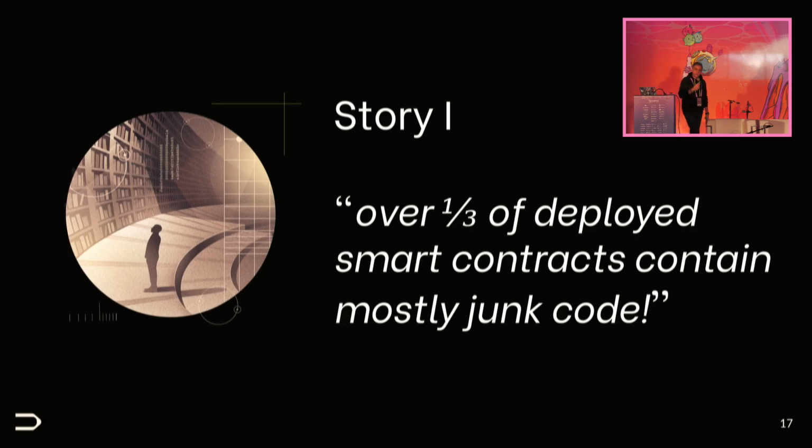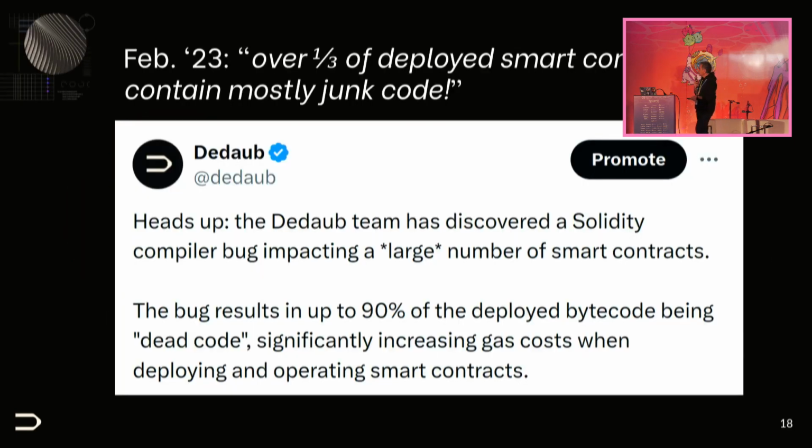So story number 1. This was about a year ago, in February of 2023. This was the finding that over 1/3 of deployed smart contracts have more than 50% of their deployed bytecode be junk code. Sometime a year ago, we tweeted this finding. There's a Solidity compiler, a Sol-C bug, that resulted in most bytecode for many, many contracts out there being junk, never being used.